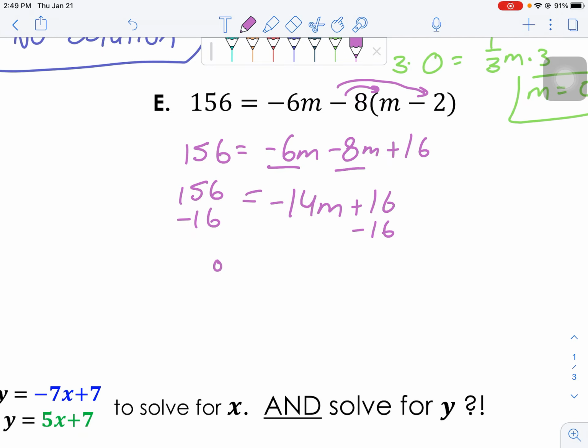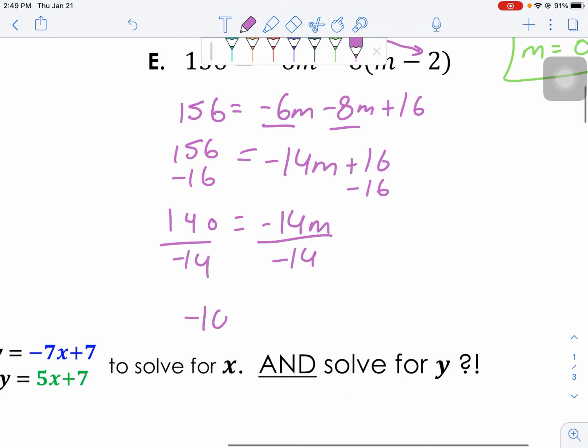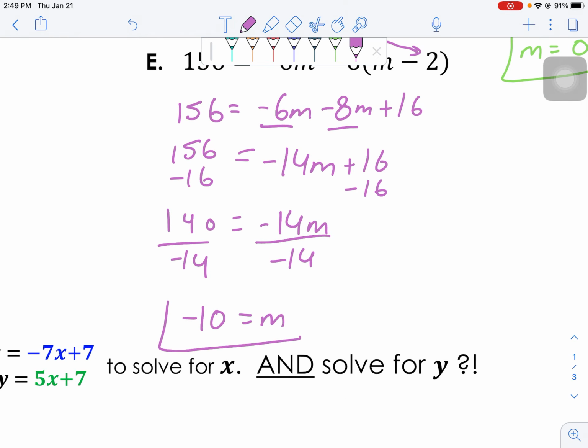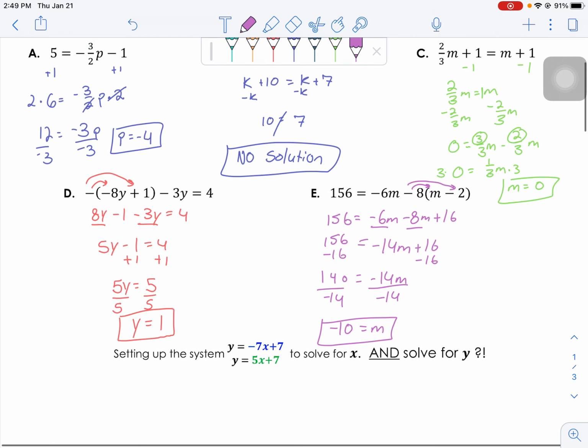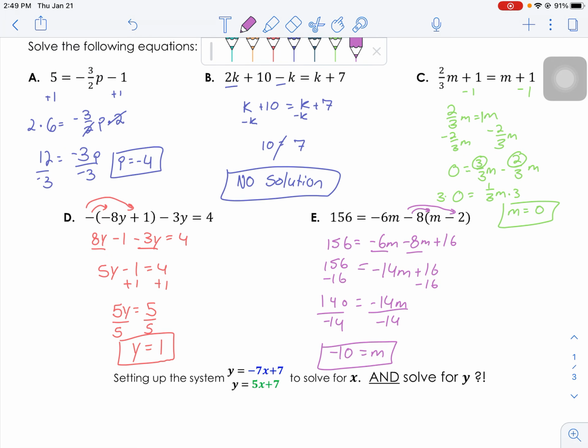6 and 6 make 0. 5 minus 1 is 4, and there's a 1 left over. So 140 equals negative 14m. Divide each side by negative 14 to get negative 10 is equal to m. All right, so hopefully that reminded us of some of our algebra skills.